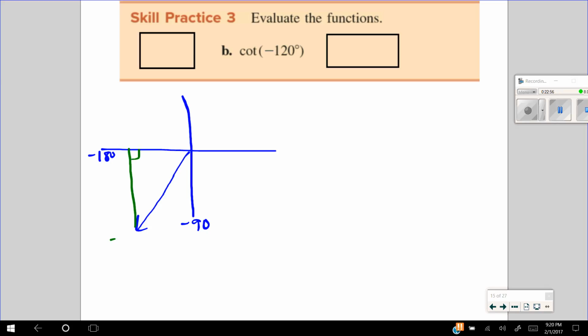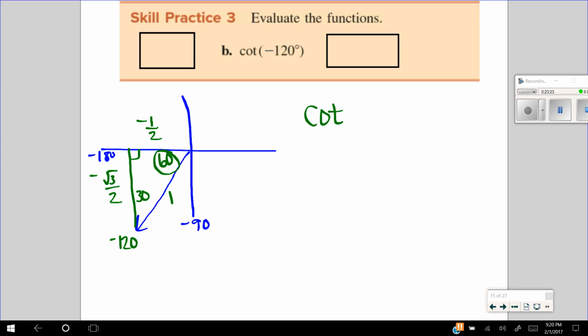Okay? So difference between 120 and 180 gives me a 60-degree reference angle. That makes my other angle 30. Hypotenuse is 1. Across from 30 is 1/2, but since I moved left, it's negative. Across from 60 is square root of 3 over 2, but since that's a downward side length, it's negative. Okay?